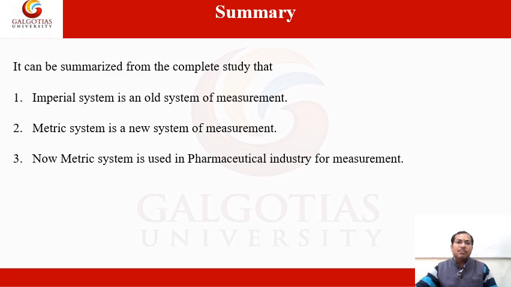It can be summarized from the complete study that imperial system is an old system of measurement, metric system is a new system of measurement, and now metric system is used in the pharmaceutical industry for measurement purposes. Specifically in Indian Pharmacopoeia, the units derived from the metric system are used for calculation purposes.